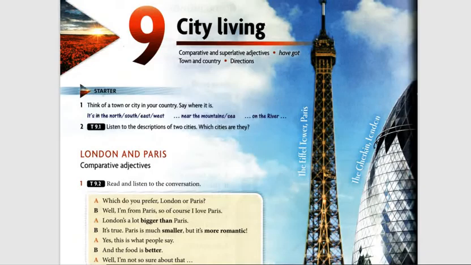Unit 9, Tape Script 9.1, City Living. 1. This city is in the southeast of the country. It's very big and very old. It's about 50 kilometers from the sea, and it's on a famous river, the River Thames. 2. This city is in the north and centre of the country. It's about 200 kilometers from the sea, and it's on the River Seine. It's one of the most popular tourist destinations in the world.